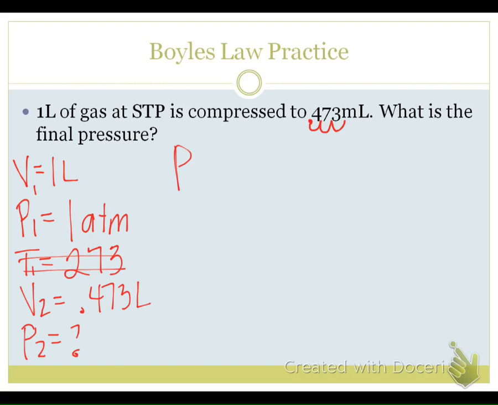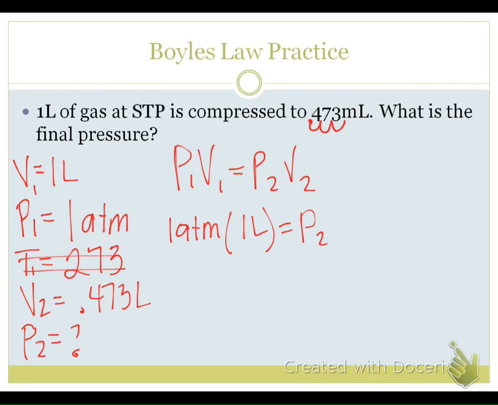We're going to take our Boyle's Law equation, P1V1 equals P2V2, and plug in what we have from our list. This list makes it easy to plug into the equation without getting confused with our variables. So P1 is 1 atmosphere, V1 is 1 liter, P2 is what we're solving for, and V2 is 0.473 liters. The whole left side is just 1 times 1, so 1 equals 0.473 times P2.